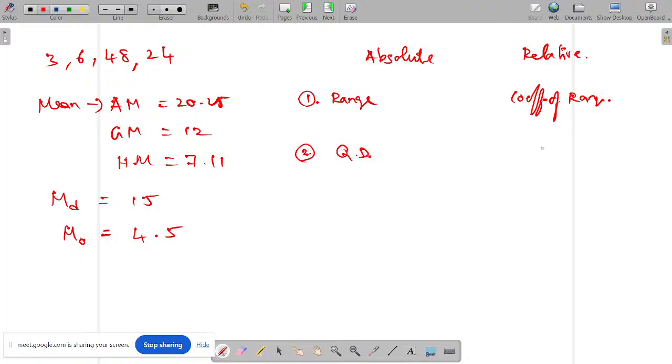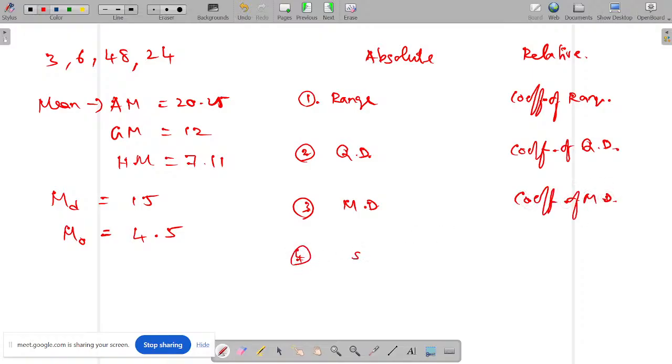Second is quartile deviation, and here, coefficient of quartile deviation. Third is mean deviation and coefficient of mean deviation. Then standard deviation, coefficient of standard deviation, coefficient of variation, sigma, and variance. This is variance, this is variation. Okay, sigma. Yes, please.